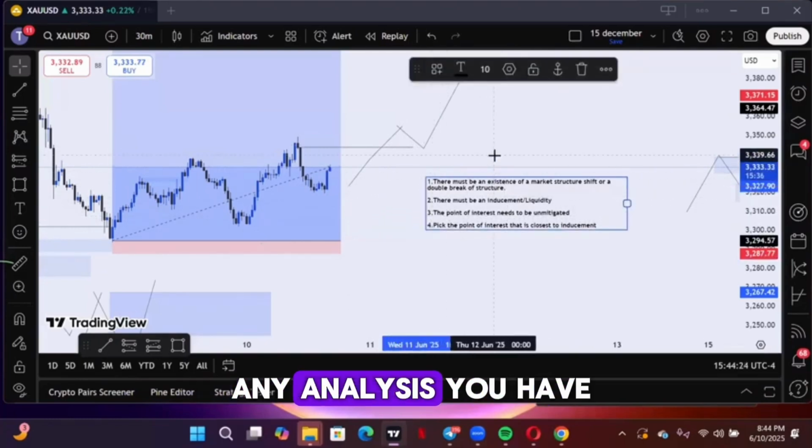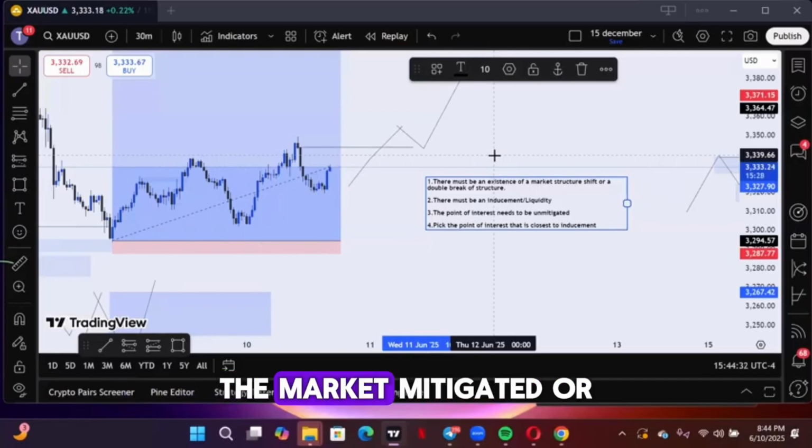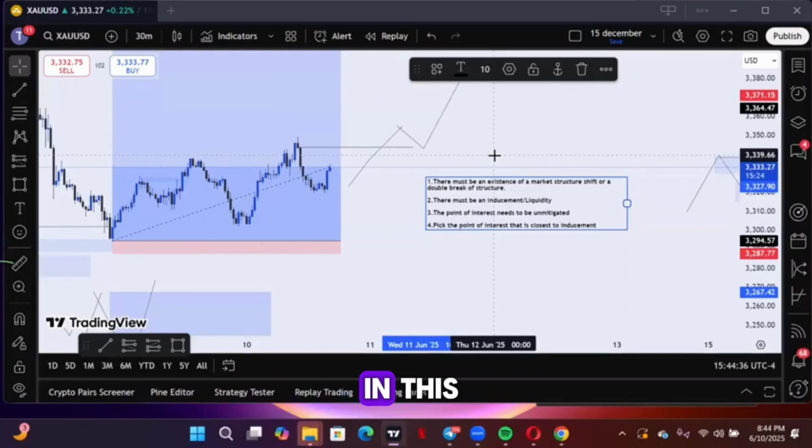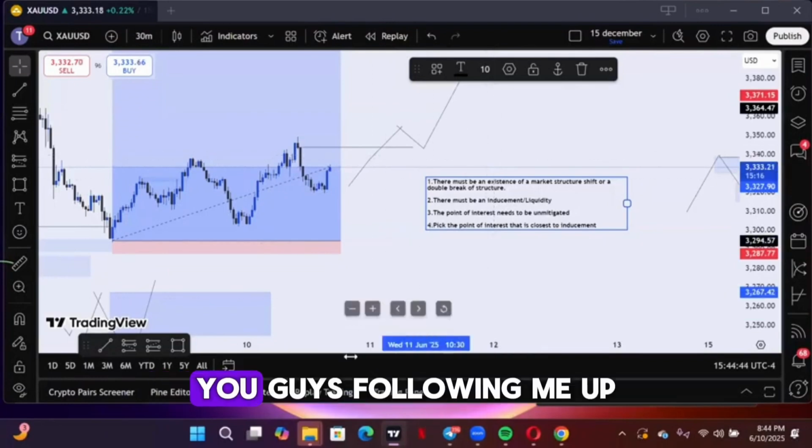So once you have any analysis, you have to look. This analysis I'm having now, is there a structure shift here? Is there a double break of structure? Do I have an inducement here? The point of interest I'm looking to pick, did the market mitigate it or is it unmitigated? Is it the closest one to my inducement? Once you have all these things in check, you will hardly have a missed entry or have market hit your stop loss and still continue going in your direction simply because you were wrong. You guys following me?